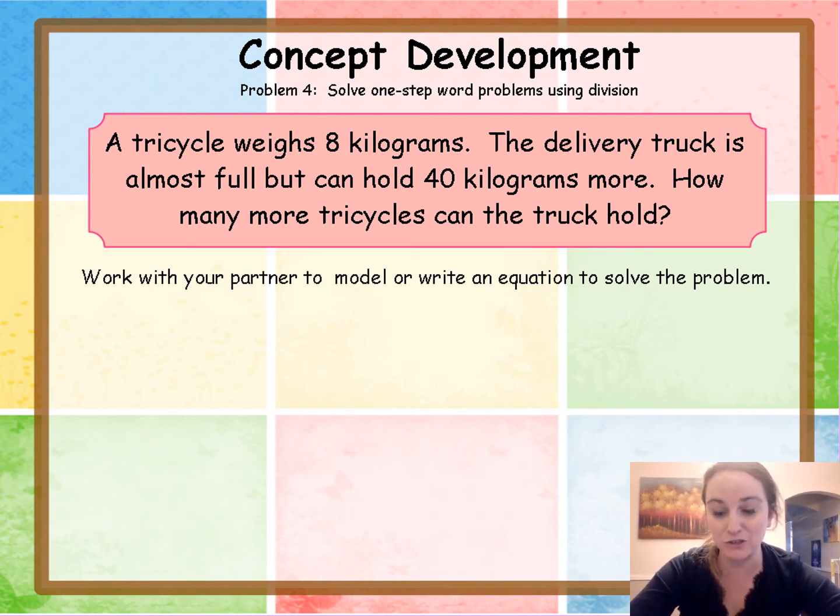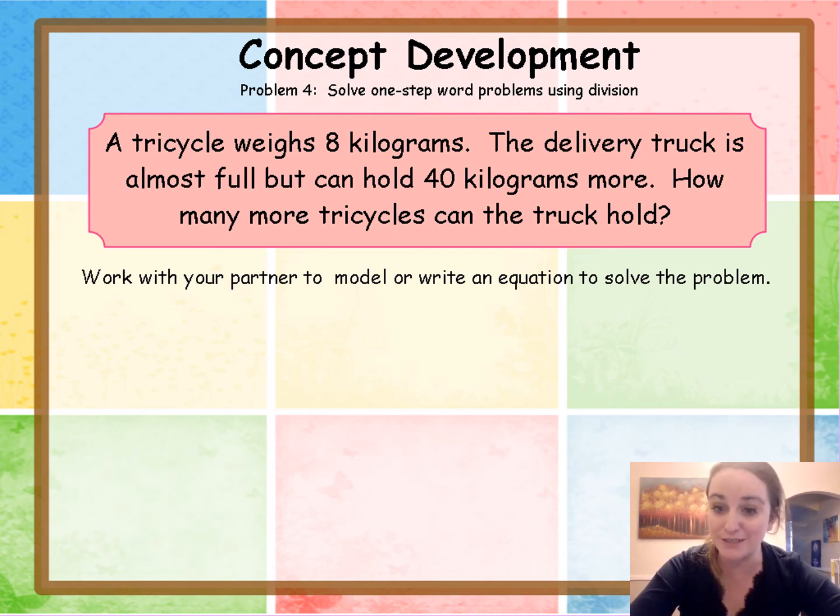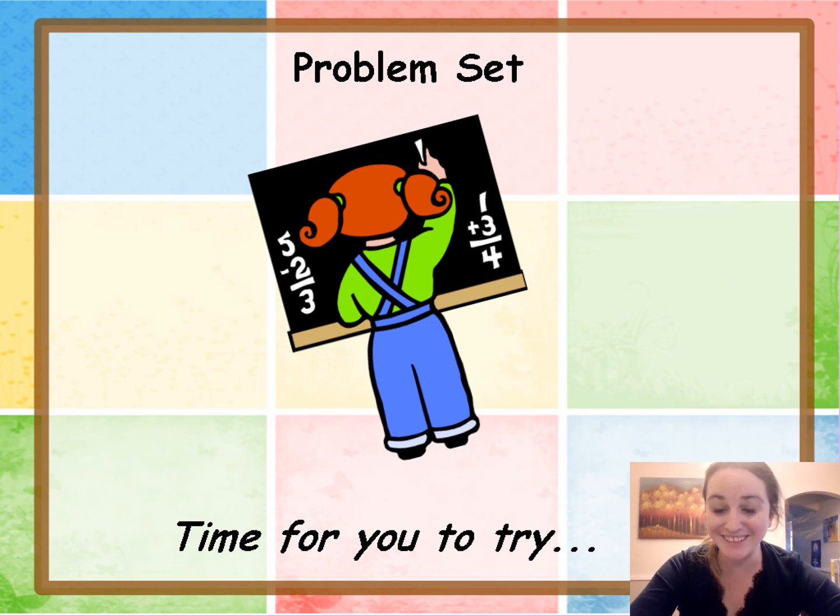We can structure this equation as 40 divided by 8. And again, we can skip count to solve. 8, 16, 24, 32, 40. How many 8s were in 40? There were 5 8s. That means that 40 divided by 8 equals 5. And I can also remind myself that I can make that into a multiplication sentence and think 5 times 8 equals 40.